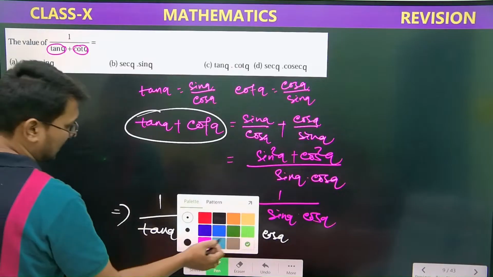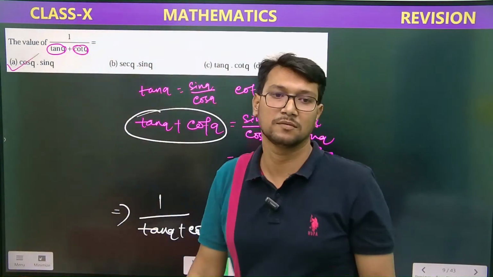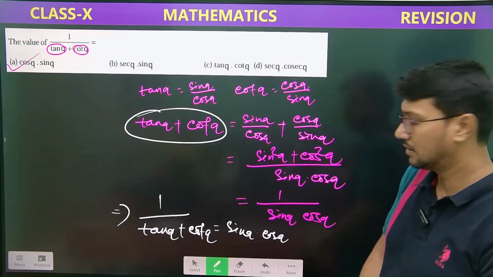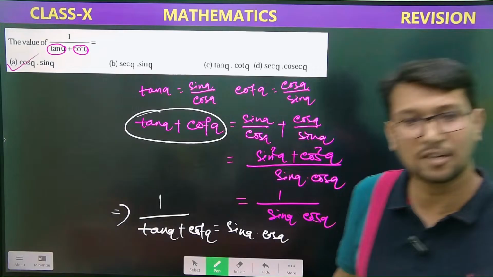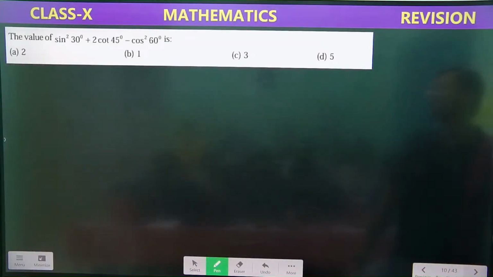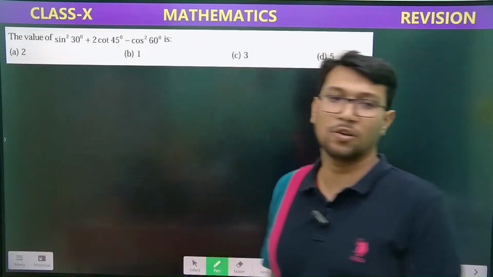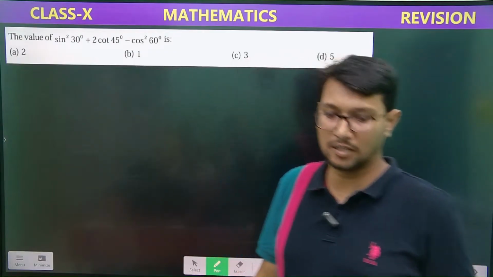Option A is the correct answer. Very good, well done. Okay, moving to the next question. Solve it. What happened? Everyone, next question. Solve this question quickly. Do you know the value? Put in the value quickly.